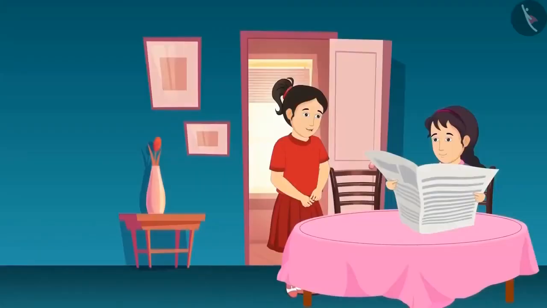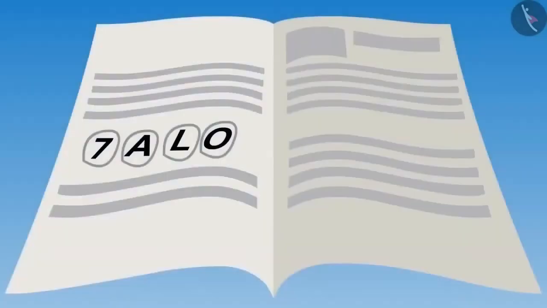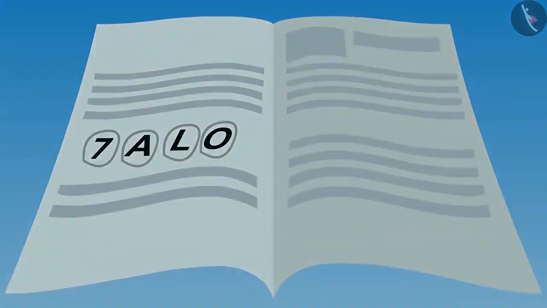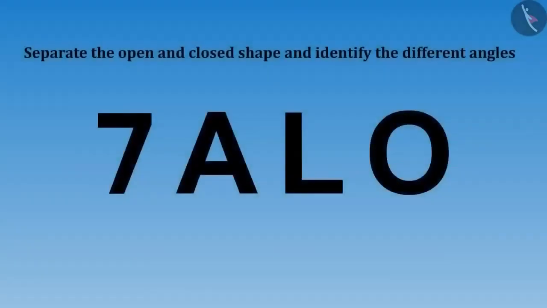Sister, what are you reading in the newspaper? Come on, let's play a new game. Meena got an idea of a new game after seeing the letters in the newspaper. She circled some alphabets and asked Riva, Can you separate the open and closed shaped alphabets and identify the different angles in them? Yes, sister, why not? I know to do this now.